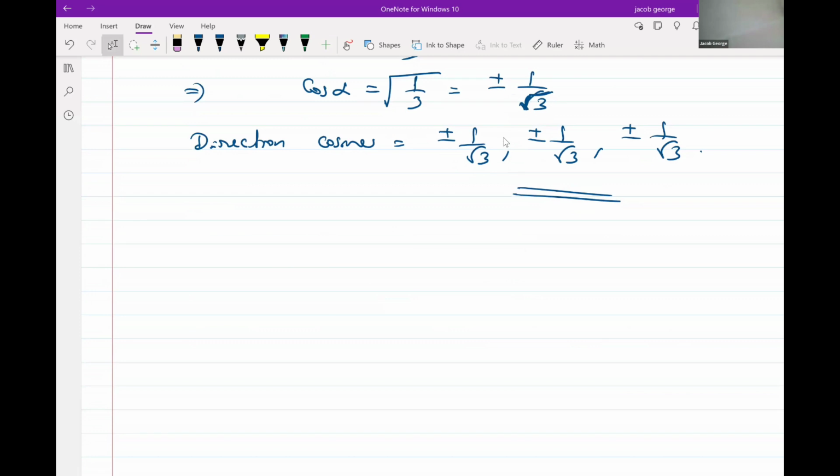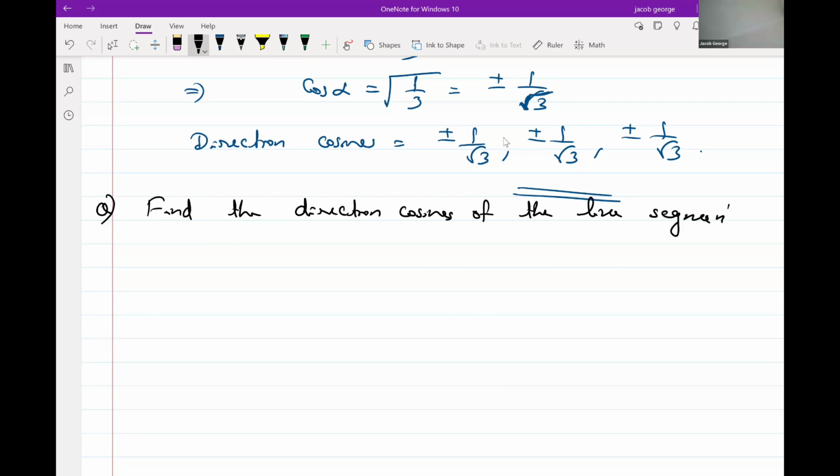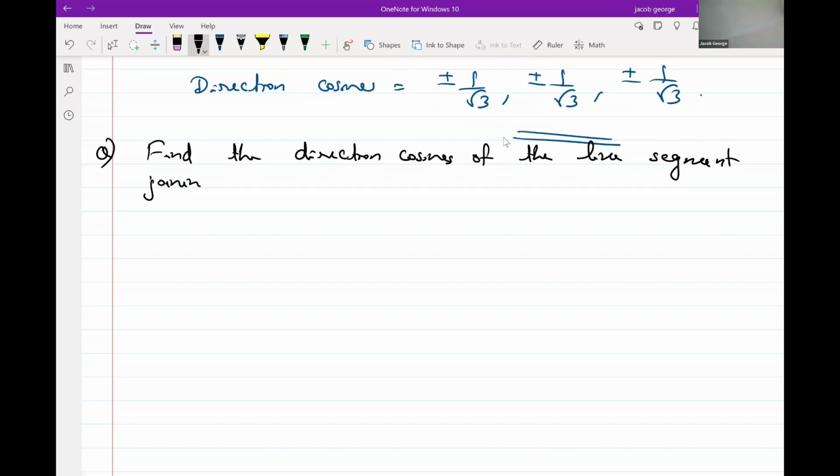Find the direction cosines of the line segment joining the points A(3, 5, minus 4) and B(minus 1, 1, 2). Okay, find out the direction cosines of the line segment joining the points.